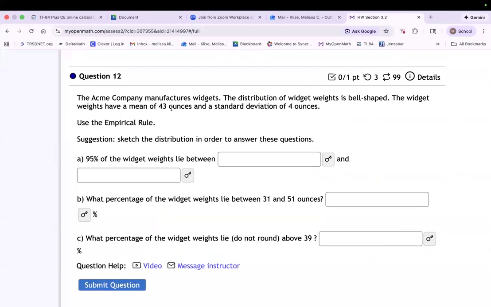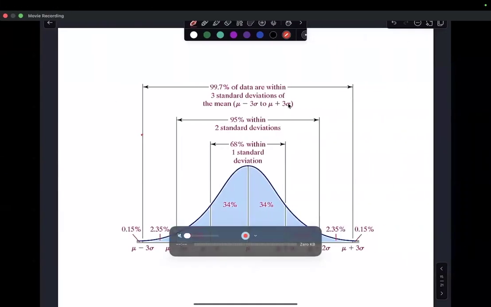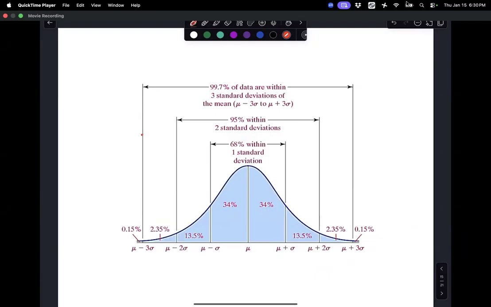So right here, it says that this has a mean of 43 and a standard deviation of 4. My mean always goes in the middle, so 43 always goes in the middle. Going to the right for each interval, I'm just adding the standard deviation. Adding one standard deviation, 43 plus 4 gives me 47. So 47 goes right there. That's one standard deviation away. I'm going to add 4 again to get two standard deviations away. 47 plus 4 is 51. And once again, to get three standard deviations away, 51 plus 4 is 55.